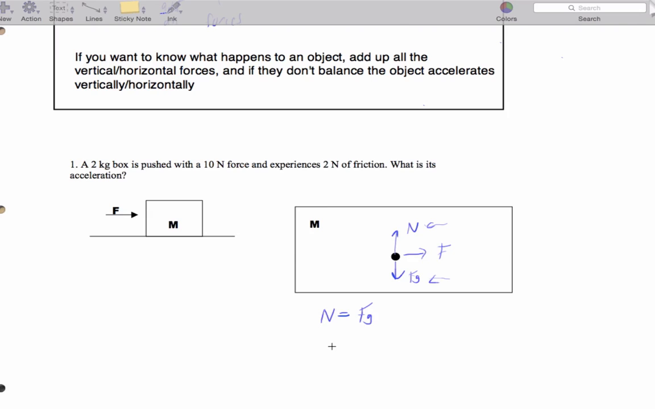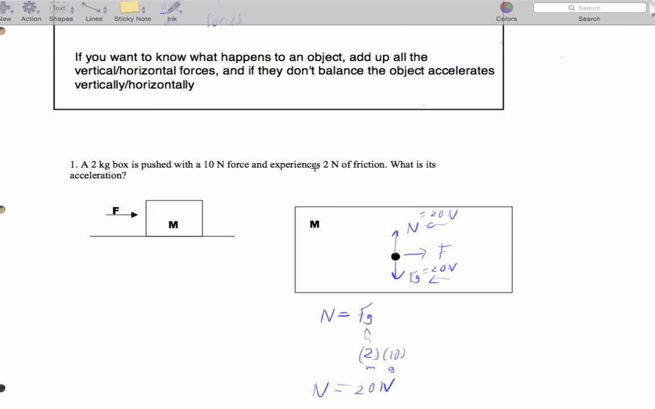And let me actually get a number for that. So previously we talked about the fact that the gravity force is the mass times the gravitational strength. This is m, and this is g. So what I just found out is that my normal force is 20 newtons and balances my gravity force. So I have 20 newtons here and 20 newtons here.